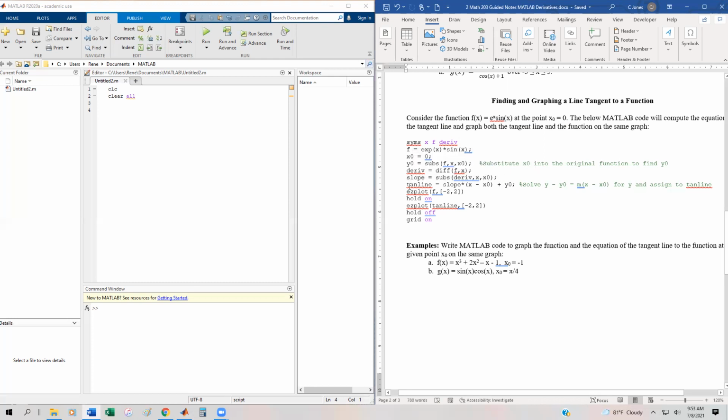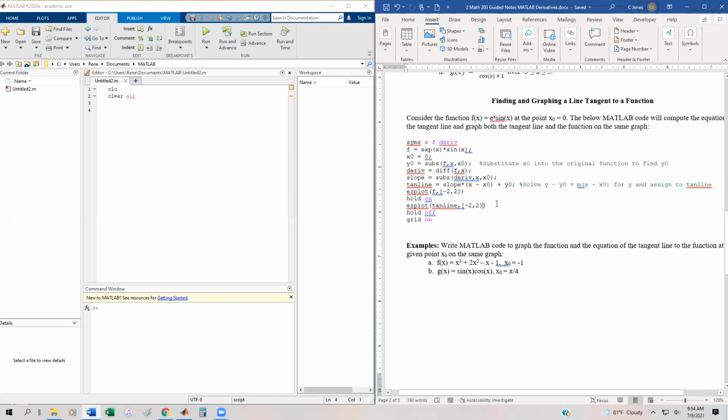Then we just pull a little bit of algebra magic. Remember, we have our formula y minus y1 equals m times x minus x1. All I did was add y1, or in this case y naught, to both sides. And I got the equation of the tangent line right here. So we have the slope, we have x naught, and we have y naught. So this just gives us y equals mx plus b, basically, sort of form. Then we plot the function as well as the tangent line on the same graph.